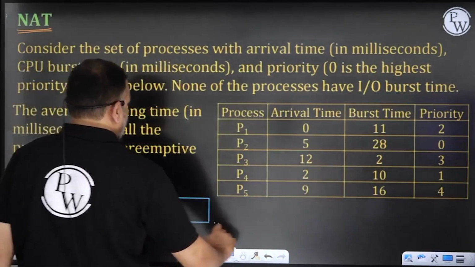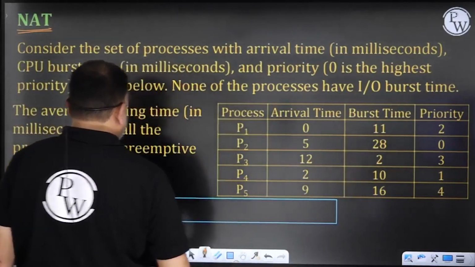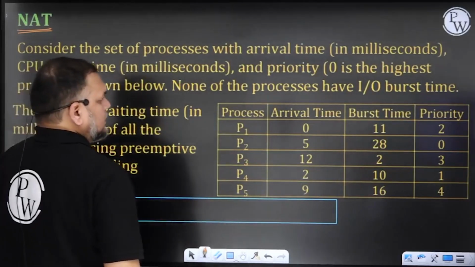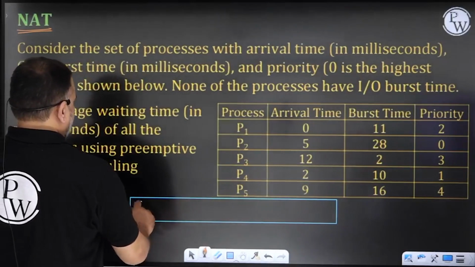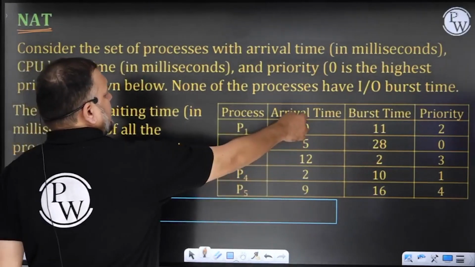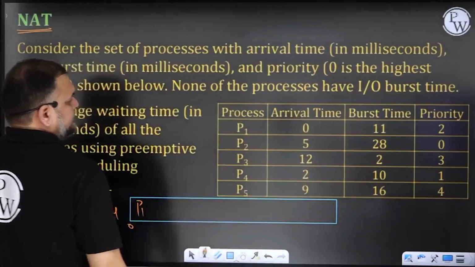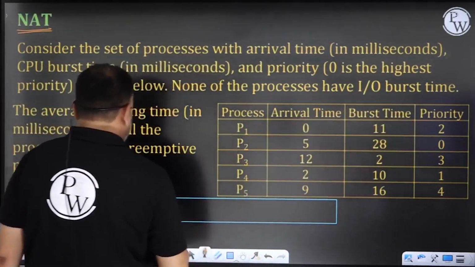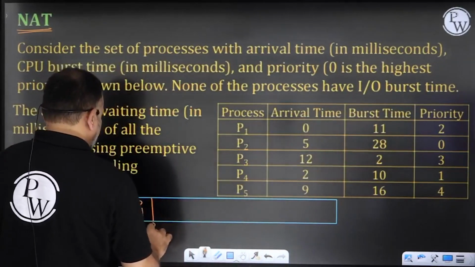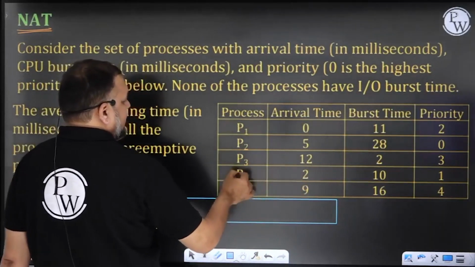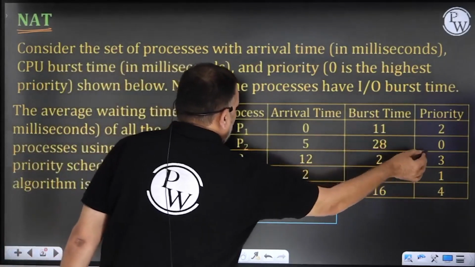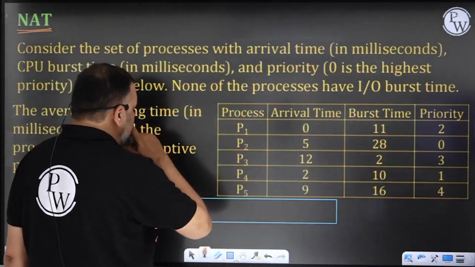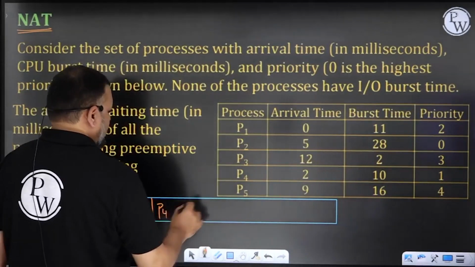I will prepare the Gantt chart here. CPU, time 0. We start with P1. Next arrival time is 2. Priority of P1 is 2. From 0 to 2 it runs, where I receive P4 with priority 1. 1 is greater than 2. So preempt P1 in favor of P4.